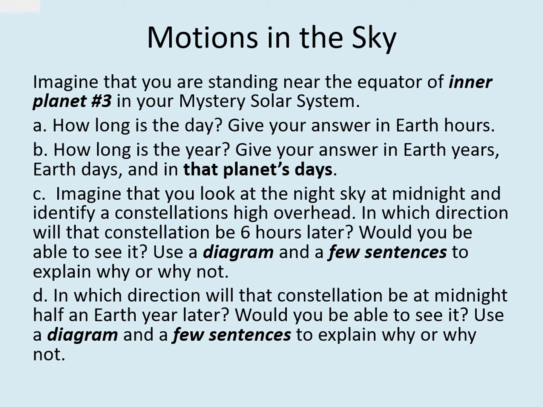In part D, the motion is over several Earth months. Once again, you'll need to look at how the different length of the year affects how long it takes for the view from the planet to change. Now let's look at parts B, C, and D in a little more detail.